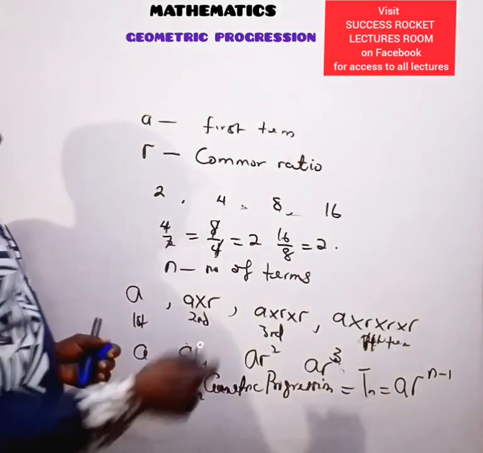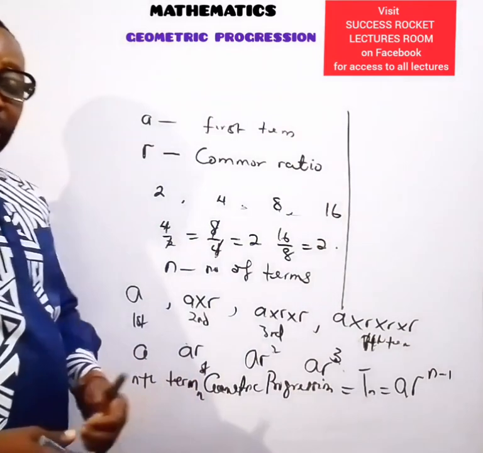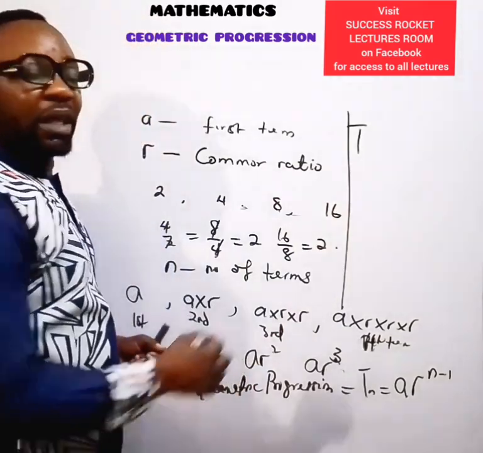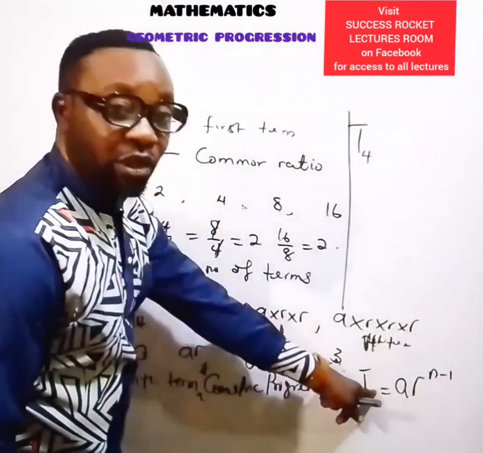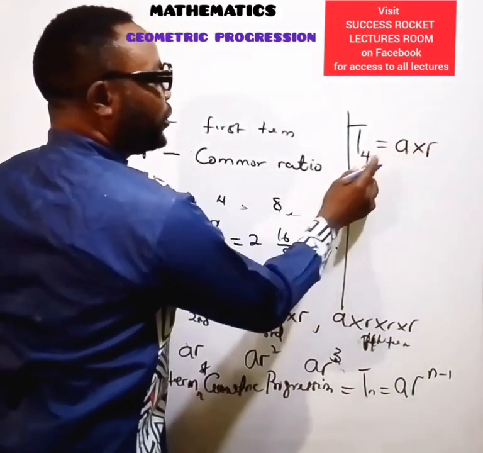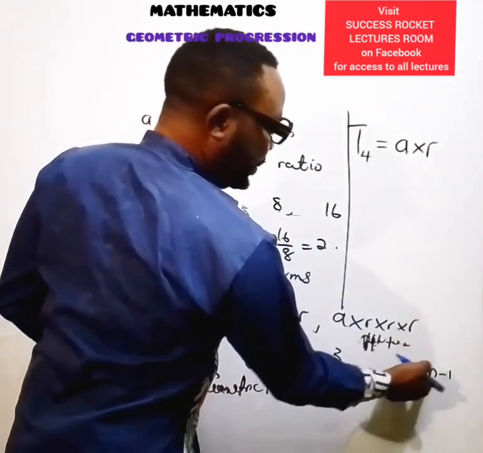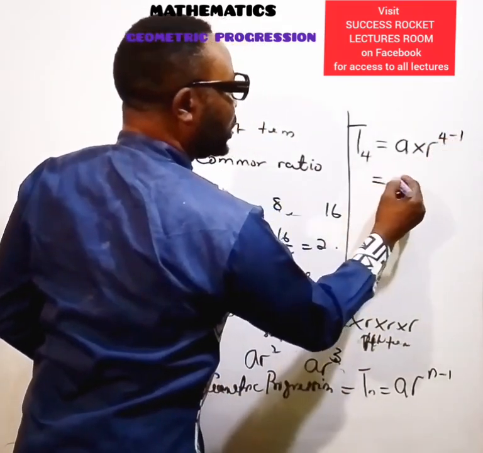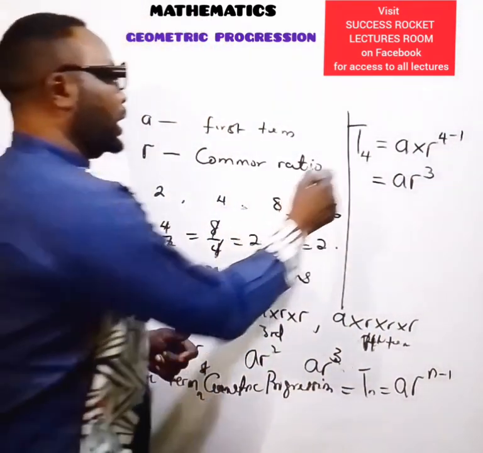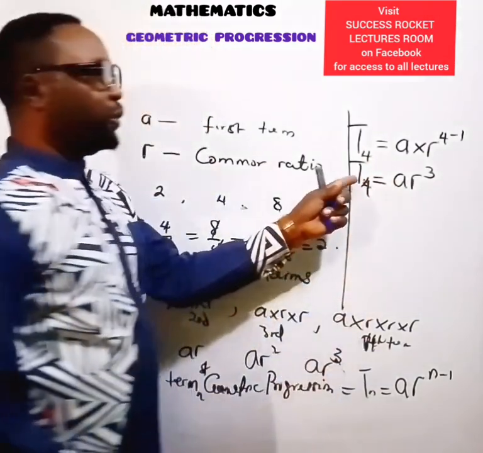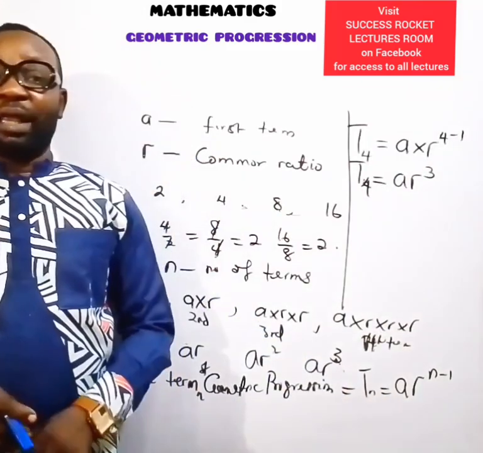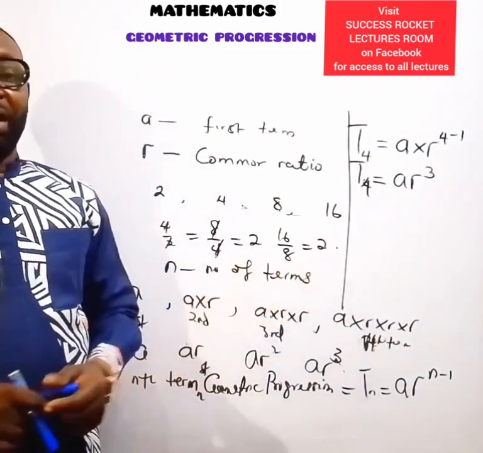Now, for instance, if I ask you what is the formula for the fourth term, which is going to be T4, that is the Tn, don't forget that n is the number of terms. T4 will be equal to A multiplied by R raised to the power of what? This is the number of terms, n minus 1, that is 4 minus 1, which is going to be AR raised to the power of 3. That is what we call the nth term formula for the geometric progression. That is the formula we make use of to get the nth term for the geometric progression.